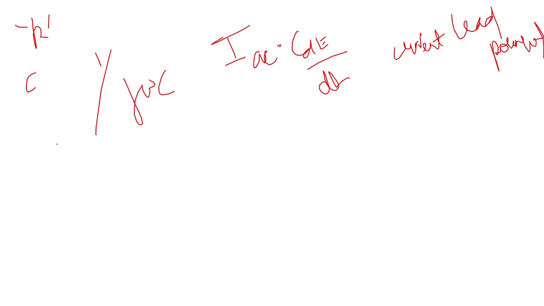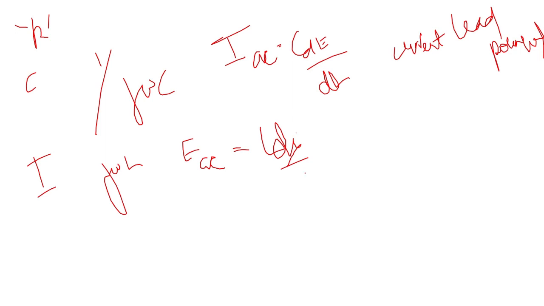Okay, when it comes to an inductor, it is j omega L, and here E AC equal to L di by dt, and here current lags. So all these you can expect. Yeah, all this you can expect for 1 mark, in the sense MCQ kind of questions.